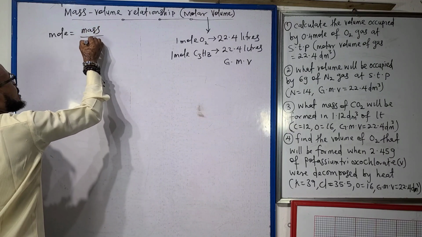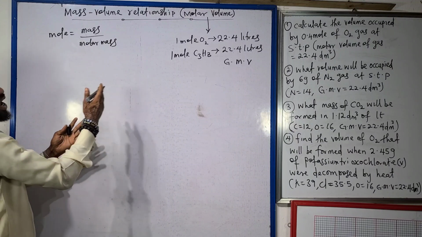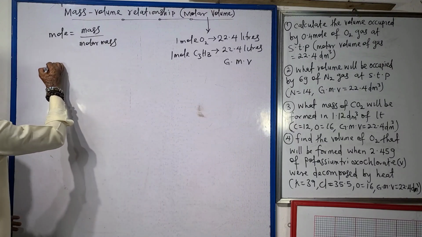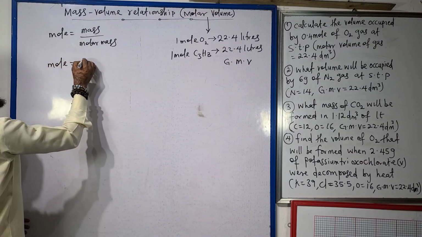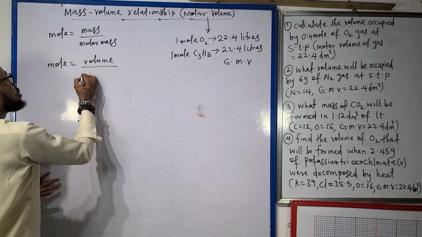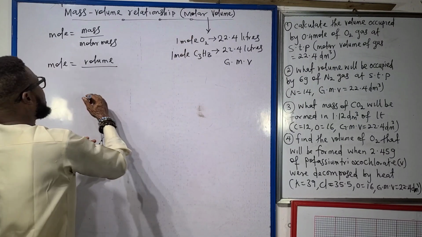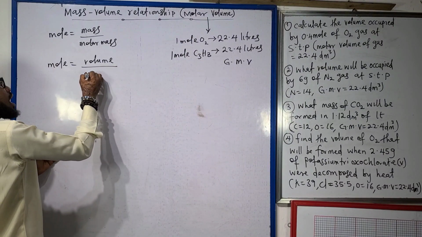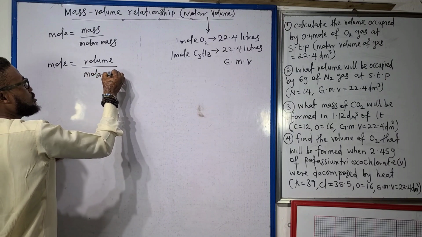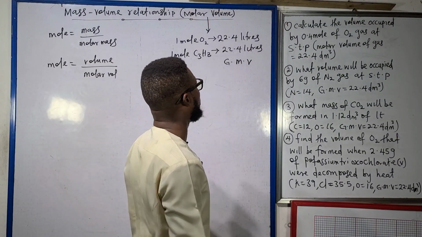over molar mass. When we're talking about gaseous reactants and products, the mole is the volume of a gas compared to the space occupied by 1 mole of that gas, and that is volume divided by molar volume. Molar volume is the space occupied by 1 mole of a gas.